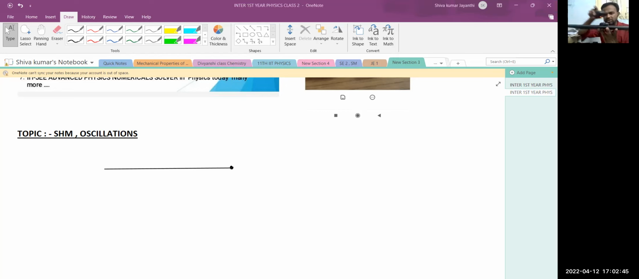Now this mouse is oscillating, meaning to and fro motion about the mean position. What I taught in class number 1: the particle was already at rest in the mean position. At t/4 it will go this side, at t/2 it will come back to the mean position. Again at 3t/4 it will go this side, and at 4t/4 it will come back to the mean position. This is what I told you. You remember this? Yes.